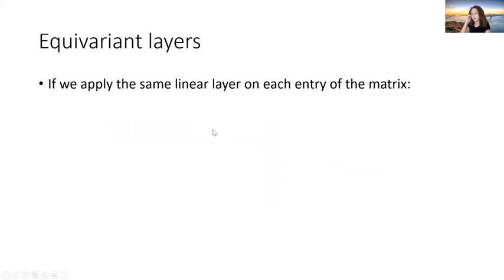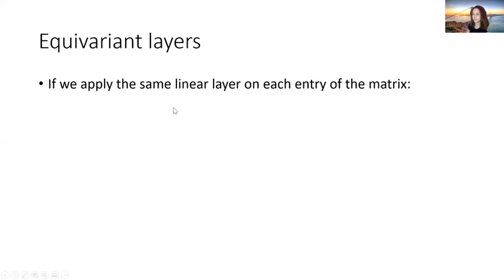Okay, now we're going to see 4 basic operations that are equivariant to row and column permutations. Once we have these 4 operations, we can just combine them and sum, and this will be a single layer of the network.